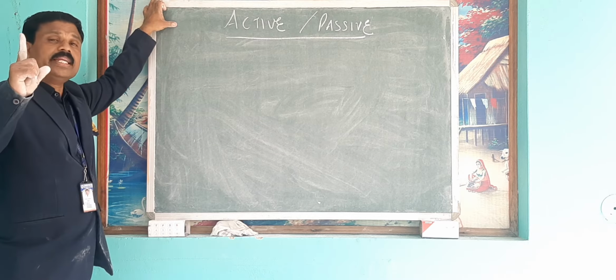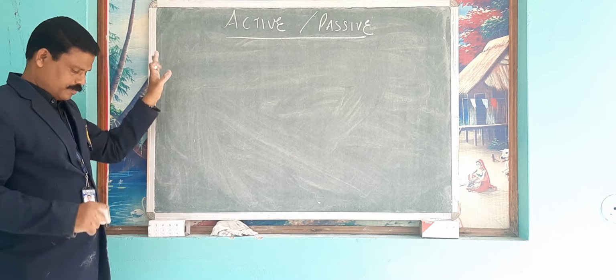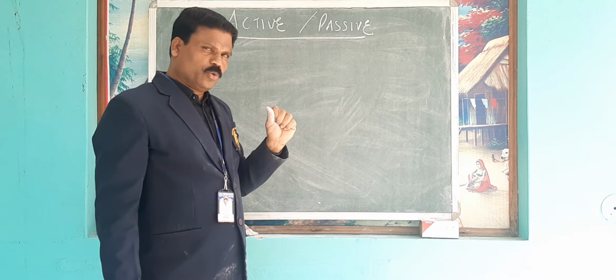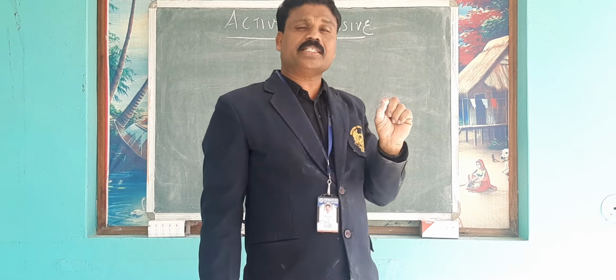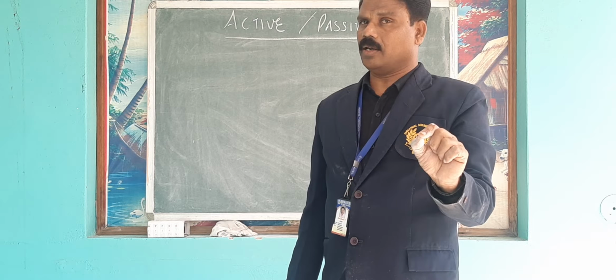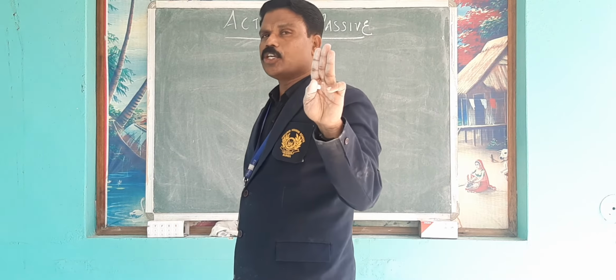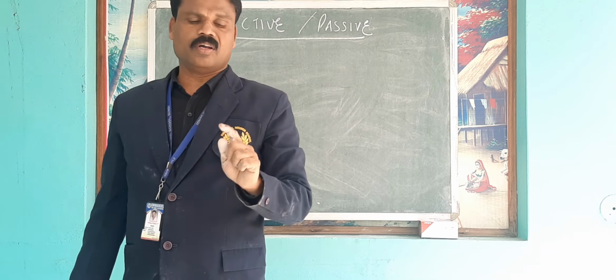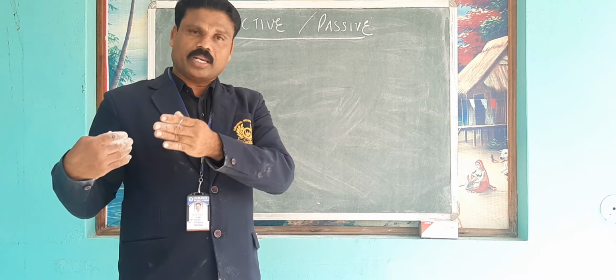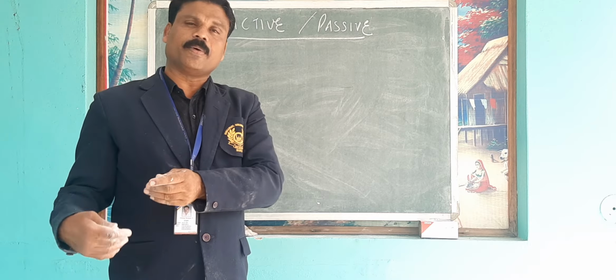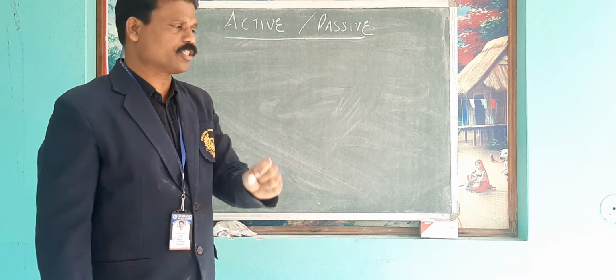Number 1, identification of object. Number 2, identification of object as singular or plural. Number 3, identification of auxiliary verb. Number 4, arrange auxiliary verb according to object.